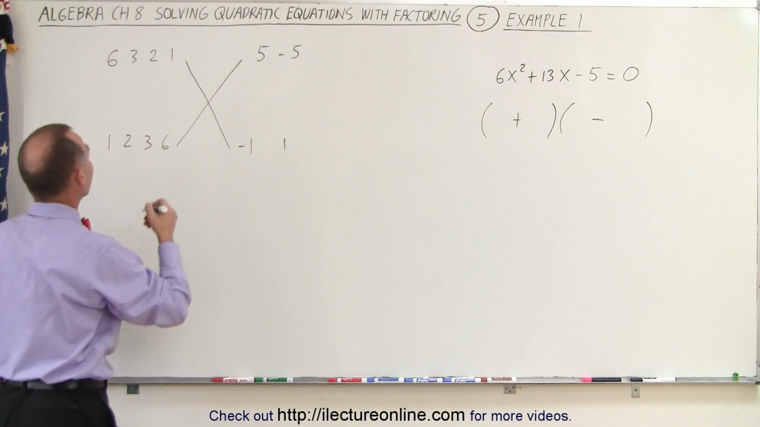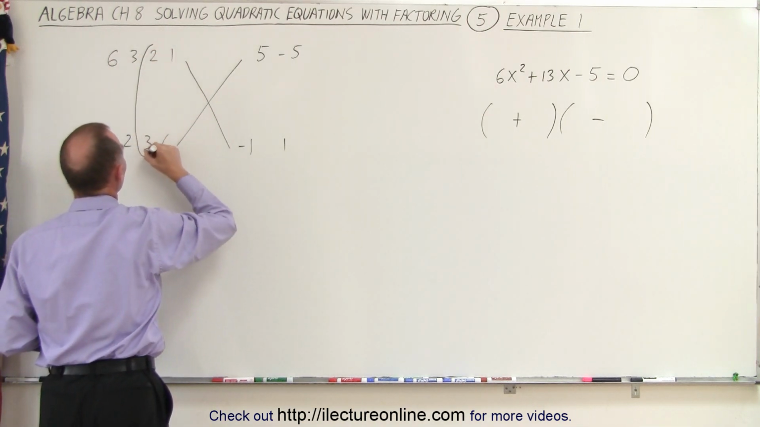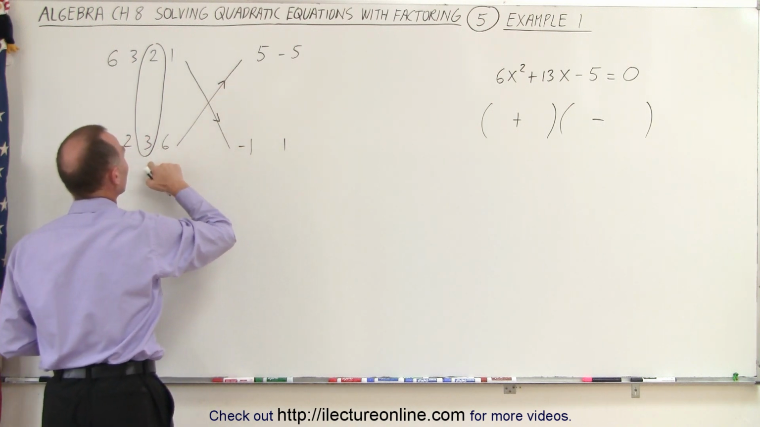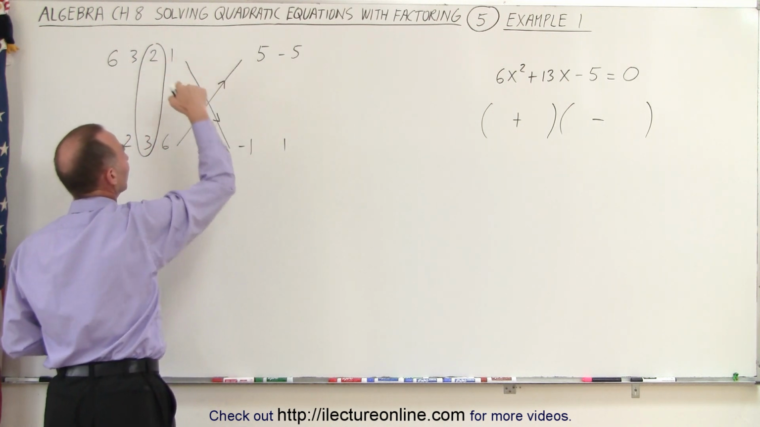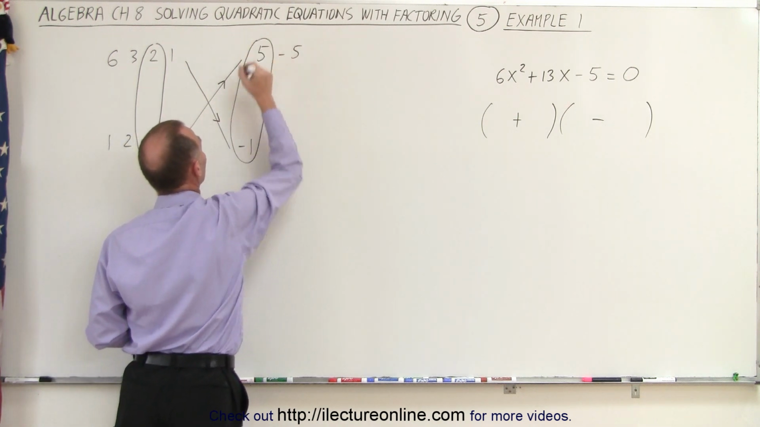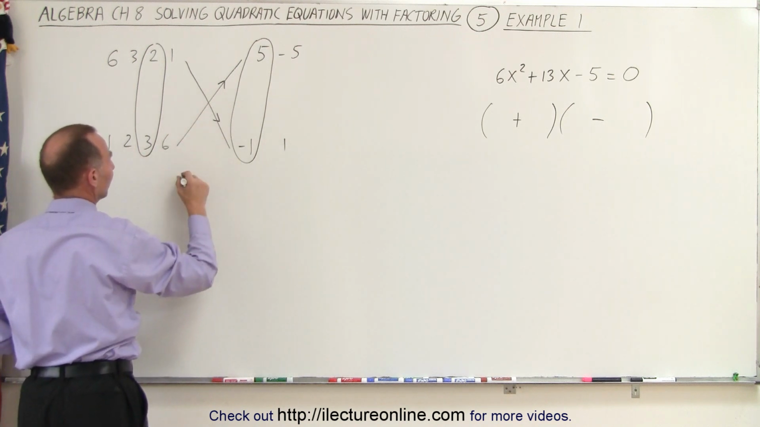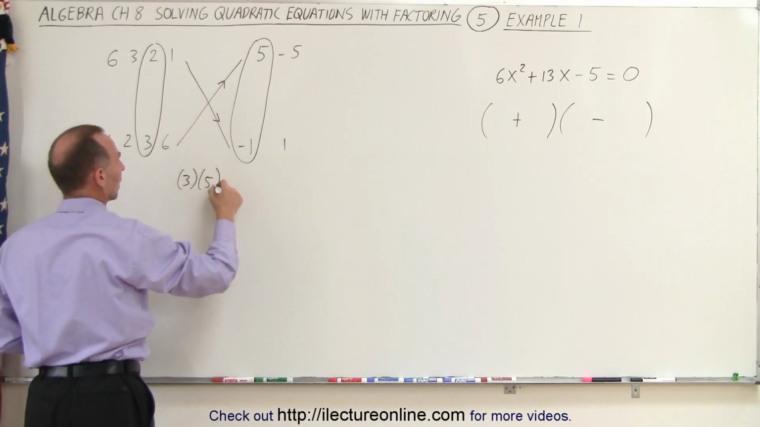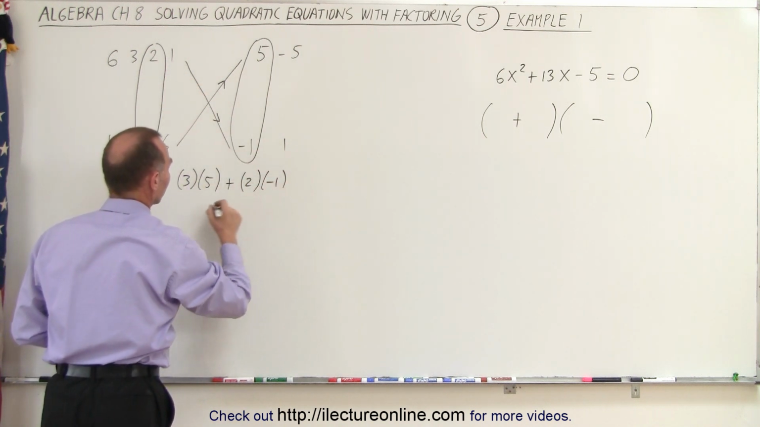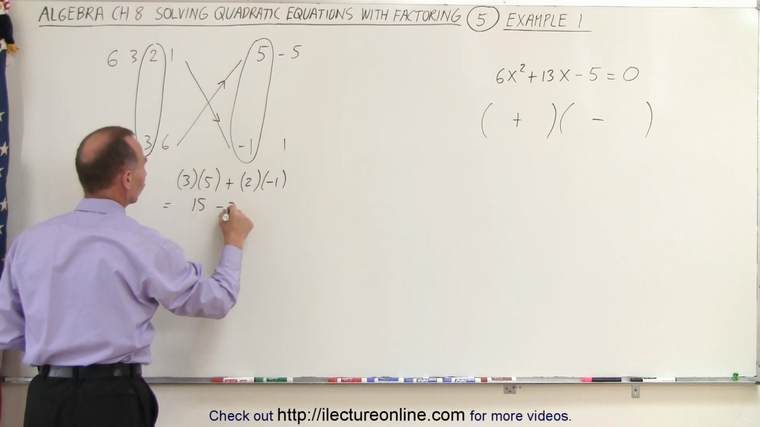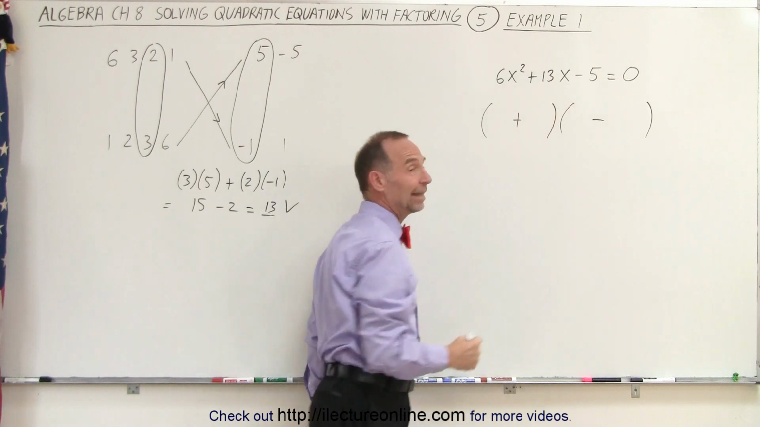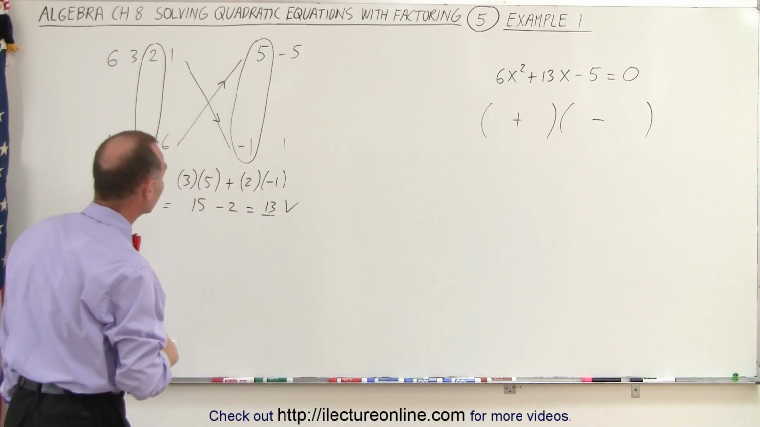So I'm beginning to suspect that this may be the right combination because 3 times 5, and of course, the products go this way. 3 times 5 is plus 15. 2 times a negative 1 gives us a negative 2, which looks like it adds up to a positive 13. In other words, 3 times 5 plus 2 times a negative 1, well, that would be equal to 15 minus 2, which is 13, which of course is the middle term that I have, and that gives me the combination I need to factor this.